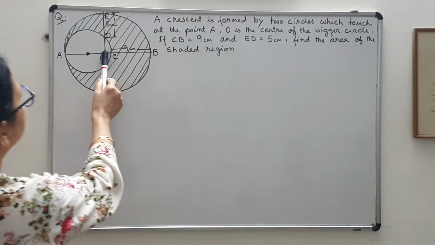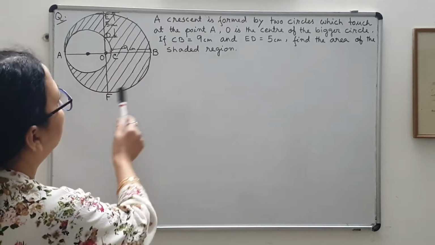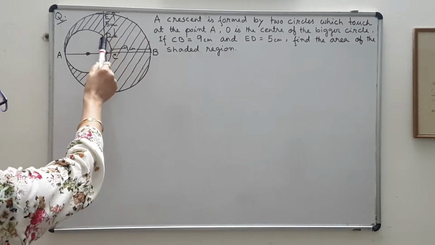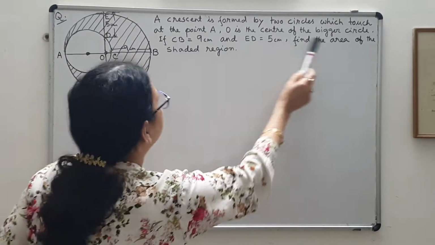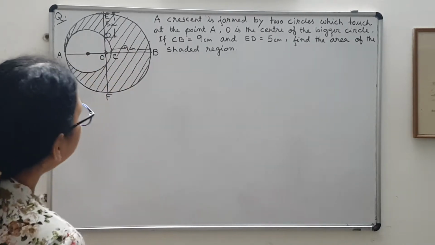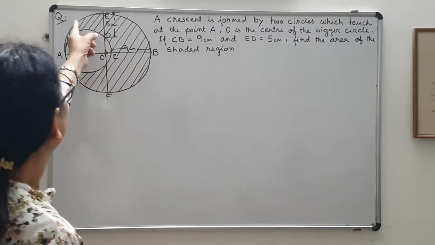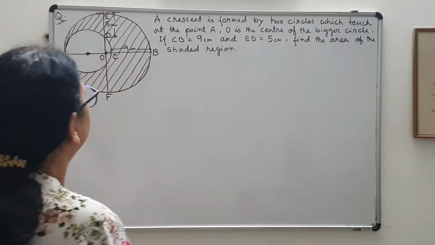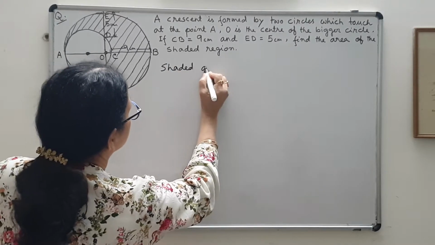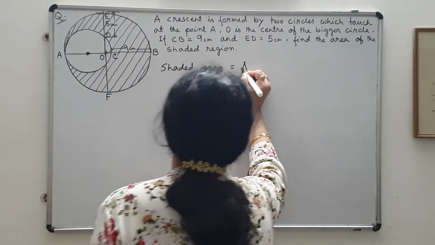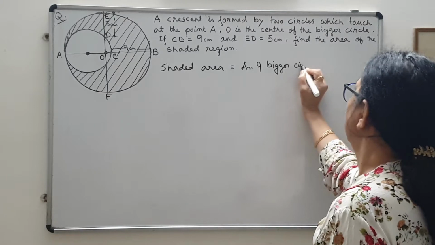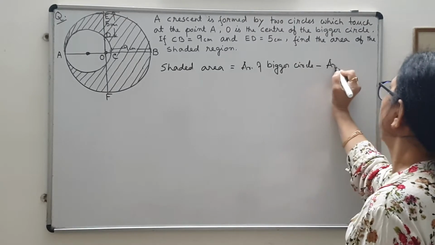Okay, and this O is the center of the bigger circle. It is given CB, the length of this part CB is 9 centimeter and ED is 5 centimeter. Okay, and you have to find the area of the shaded region, which is a crescent. Okay, so obviously this area is nothing but area of the shaded area, area of bigger circle minus area of smaller circle.